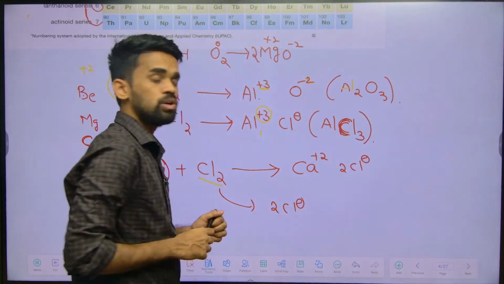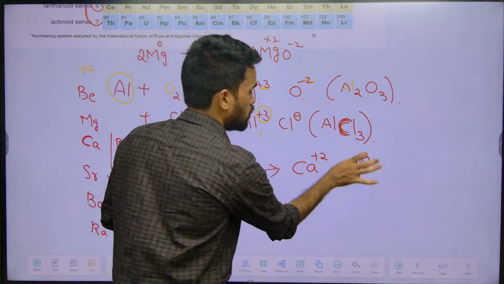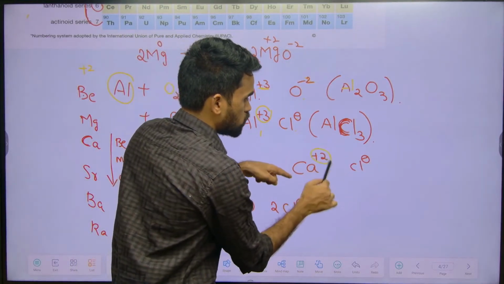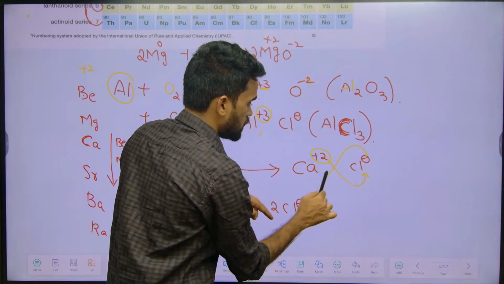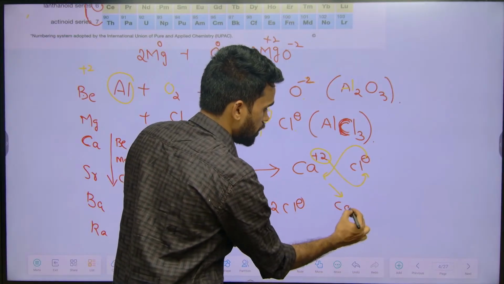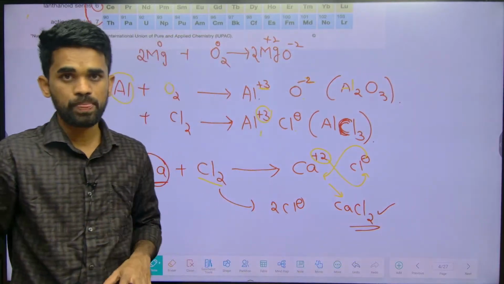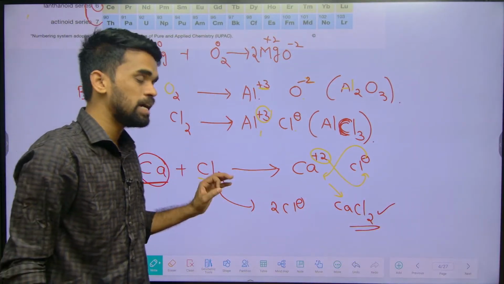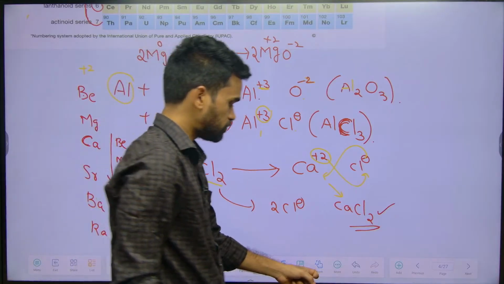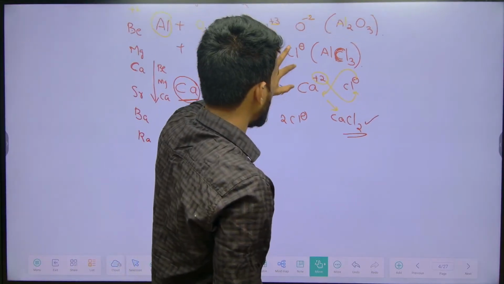Okay. Now what I told you, do this crisscross method. So what is that? This charge over here and this charge over here. So what happens? CaCl2. So this is how you need to make a molecular formula. Okay. I hope it is clear. There is no confusion, right? Yeah. So let's move forward.